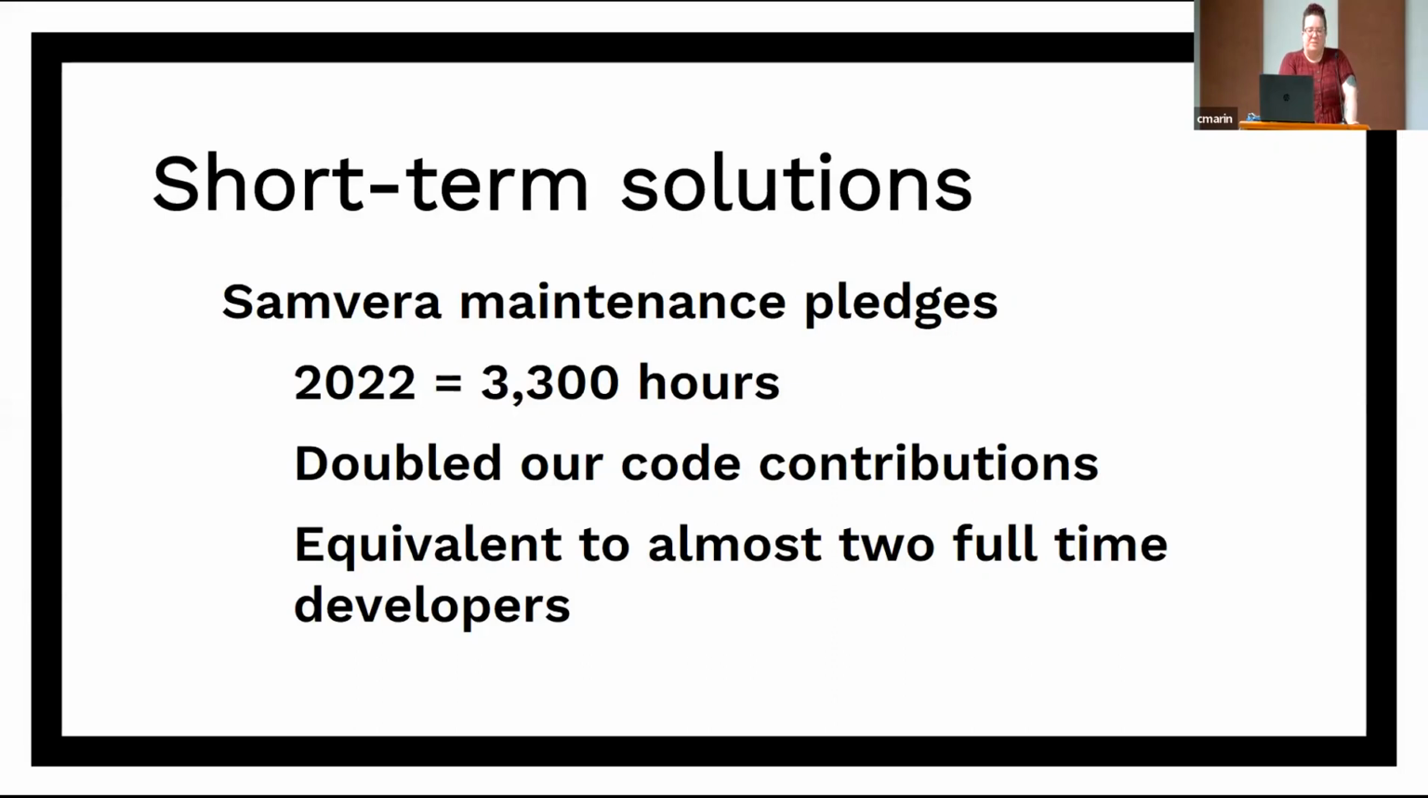So some short-term solutions, some things we're trying in Canberra. We're doing something called maintenance pledges. Basically, this just means that institutions are letting us know ahead of time who's available to do the work and when, so that we can do all of that work ahead of time to prepare for them so they can be the most efficient. When we did this last year, it doubled our code contributions, and it was the equivalent to almost 2 full-time developers.